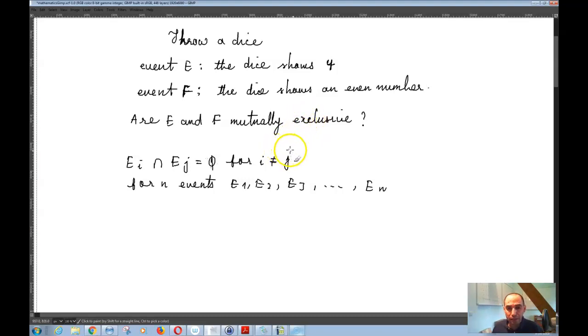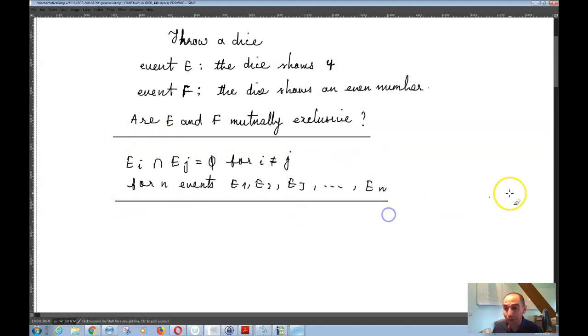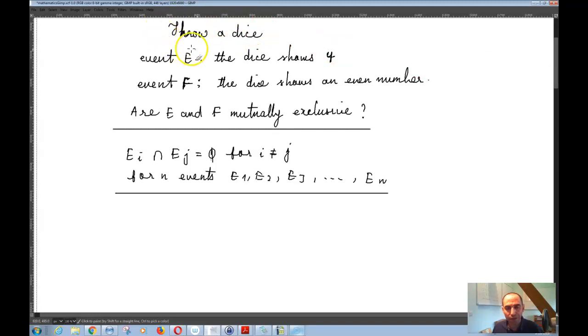So now let's see if that is the case. So that is our condition, and the sample space for the experiment of throwing a dice is basically 1, 2, 3, 4, 5, and 6. Now the event E, which says that the dice shows a number 4, would be just this number 4 here. And the event F, the dice shows an even number, is basically either a 2 or a 4 or a 6.